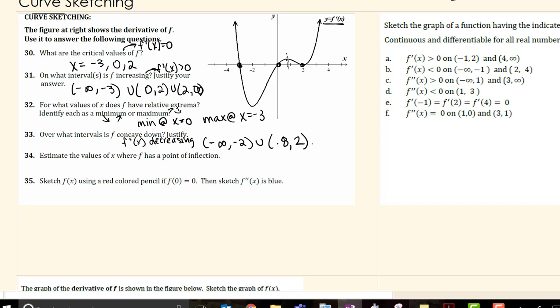Estimate the values where f has a point of inflection. So that would be like, where does it actually change? So these are kind of like the mins and maxes of this function. So this is like f prime of x equals 0. These guys right here would be, let's call this at x equals -2, probably that 0.8 value, and then that +2.